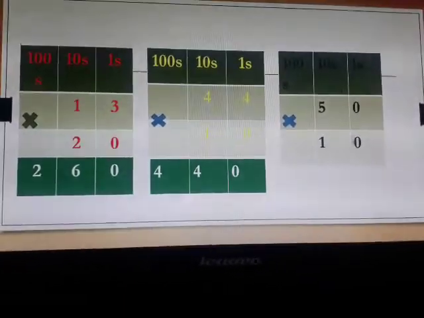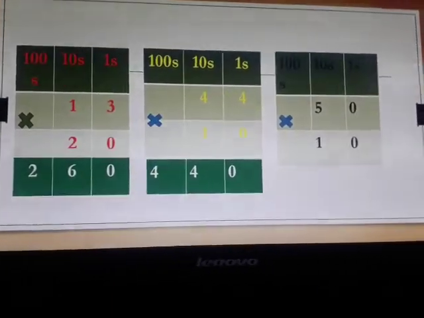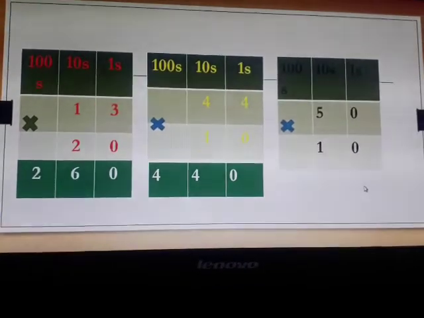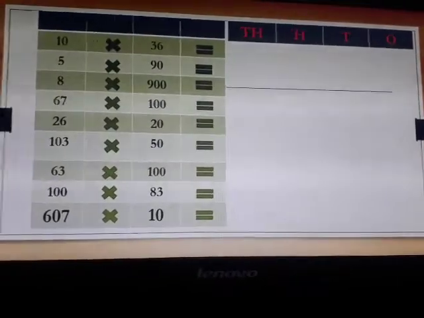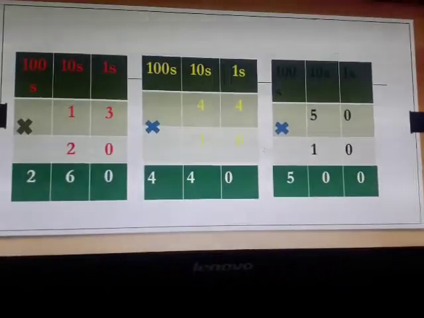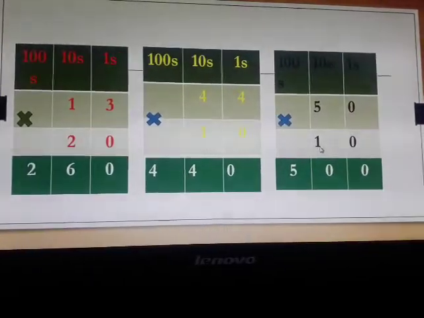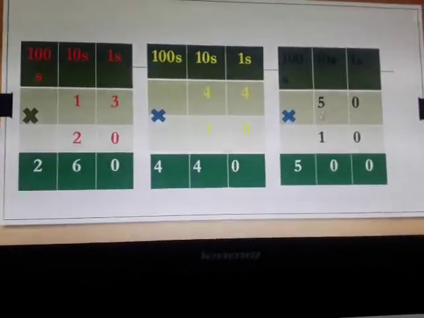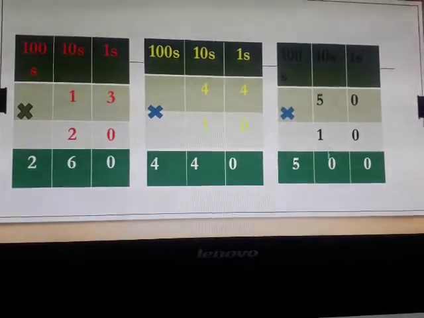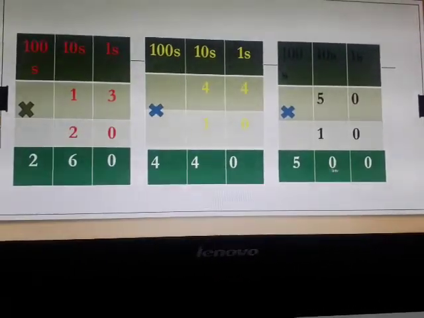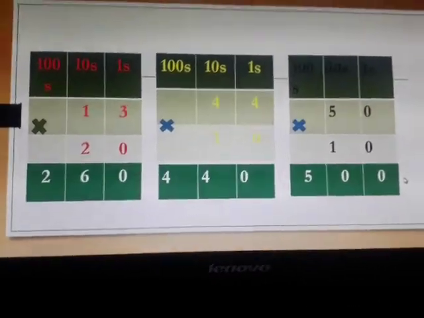In the third example, see in both numbers 0 is present here. So write these 2 zeros first. Okay. And do the multiplication. 1 5s are 5, or 5 1s are 5. So your answer is 500. Okay.